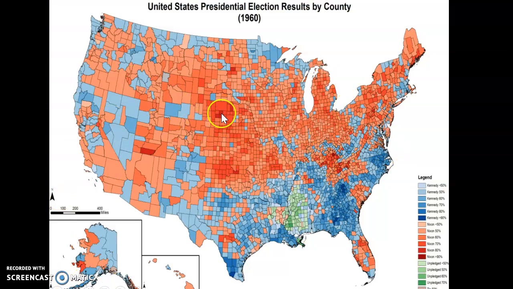The dark red represents Nixon winning by over 90%. The dark blue shows that Kennedy won by over 90%. And everything in the middle are different shades of red and blue depending on how much they won. The green area is an independent, and that in this election was Byrd.